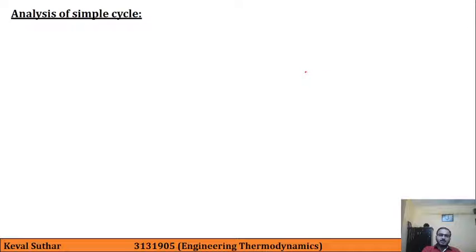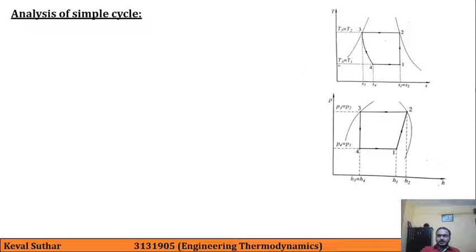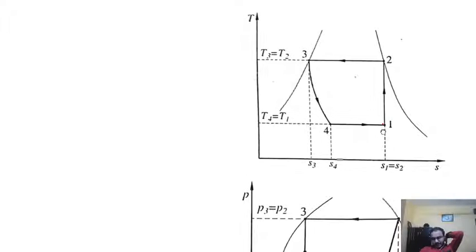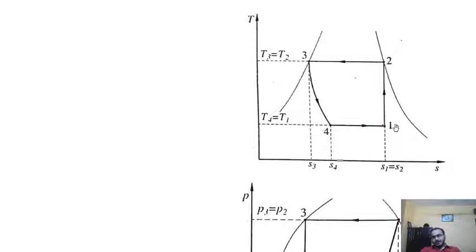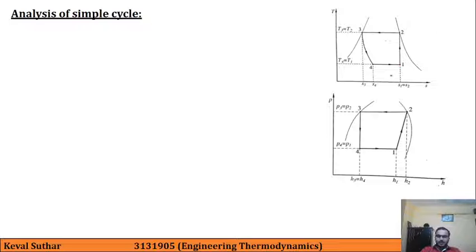Now let's do the analysis of this simple cycle. Here in this example we have considered that at the exit of the evaporator the condition of the refrigerant is wet, that is, it contains some liquid particles. Otherwise, in our previous case we had it up to the saturated vapor line. So here it has slightly more liquid particles present over here. The corresponding pH diagram is also there. So now let's do the analysis part.